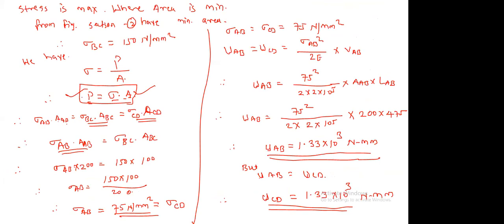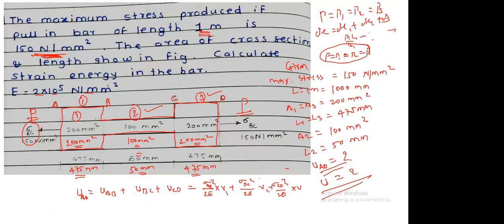Then by taking the two combinations, we have calculated sigma AB. बघा, sigma AB ची व्हॅल्यू किती आलेली आहे, 75 Newton per mm square. आणि ती जर आपण 150 बरोबर कंपेअर केली तर it is very less. Why? Because in the figure the stress is minimum where area is maximum.